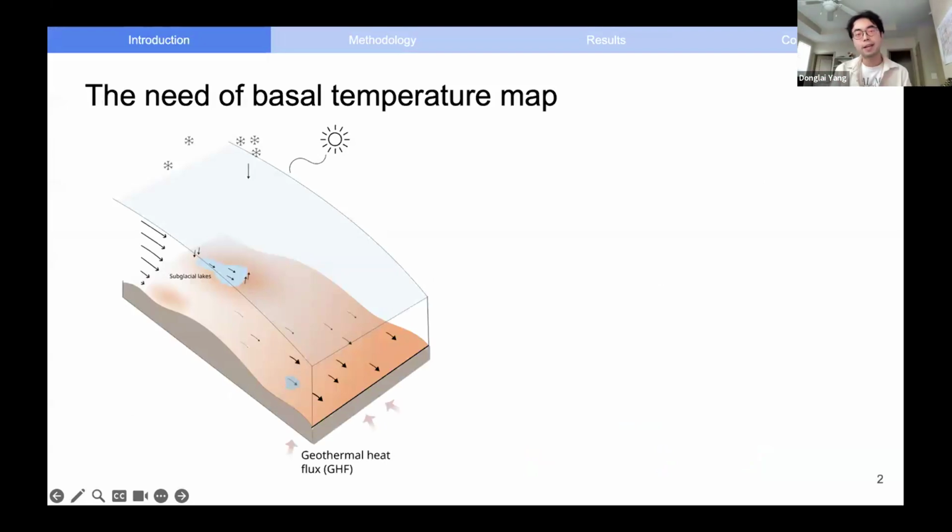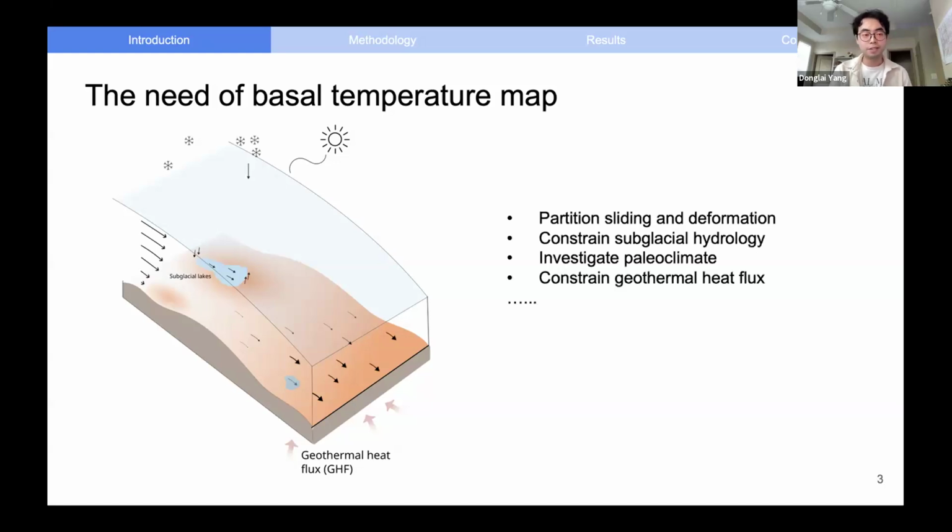It's pretty important to understand the basal temperature of an ice sheet because it tells you a lot about the subglacial environment. For instance, temperature at the base of the ice sheet can help us partition sliding and deformation. It can help us constrain the spatial extent of subglacial hydrology and water. It helps paleoclimatologists decide where to drill the ice core, because it is important to make sure the old ice layer gets preserved instead of being melted away. And lastly, for ice sheet modelers and geophysicists, it's important to use that information to constrain geothermal heat flux.